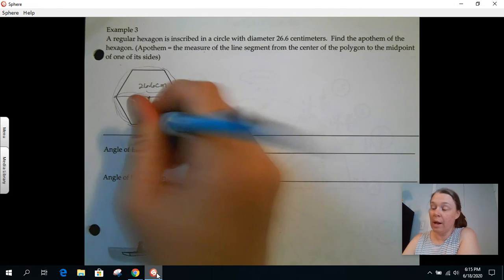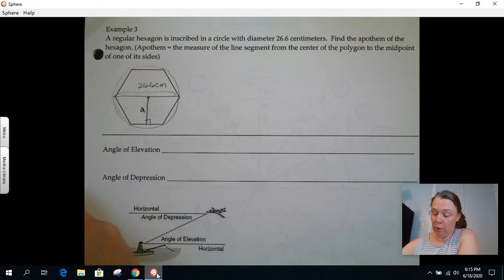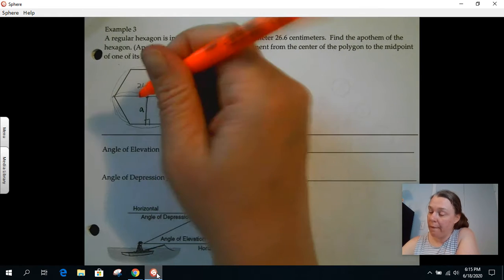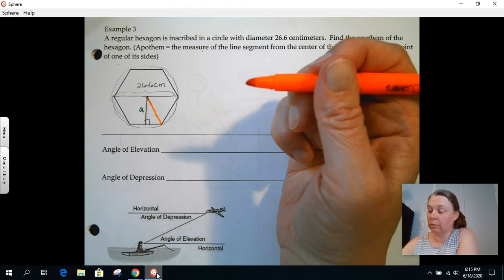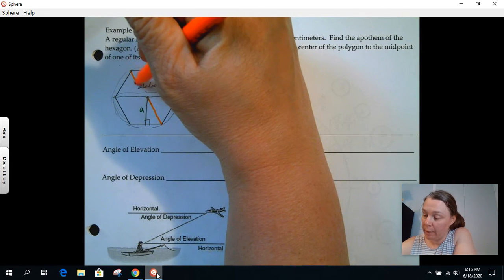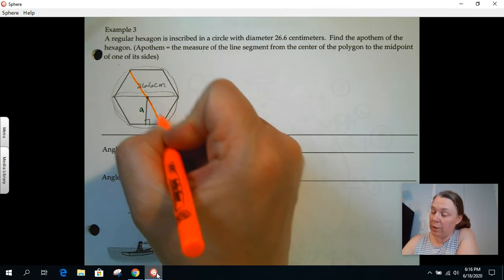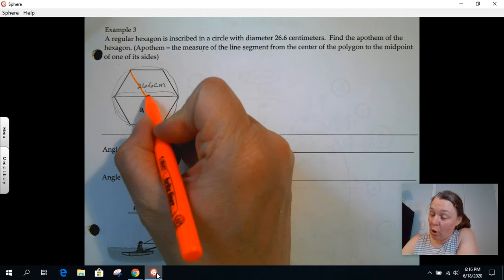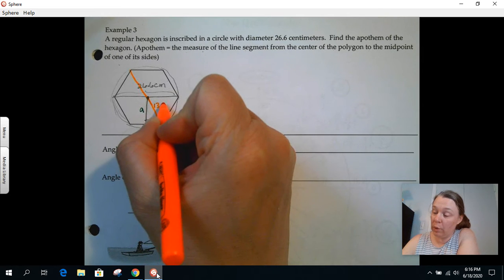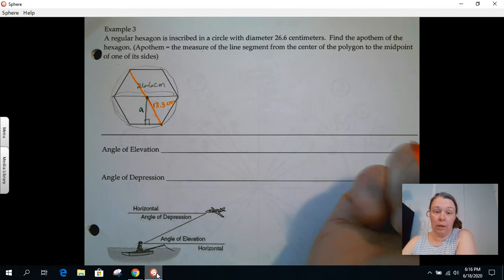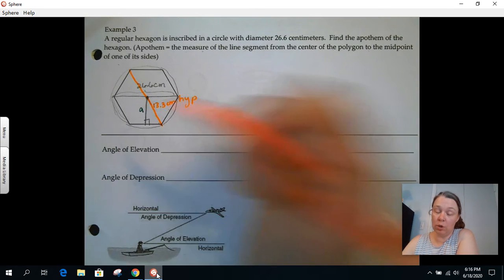Now this is perpendicular and we're talking about triangles. So somehow I want to get a triangle in there. And so what I'm going to do is sketch that in. Here's another diameter, that's also 26.6. So then I know how far it is from here to here, because that's a radius. So that is 13.3 centimeters. Okay, so I know one side of my triangle. I know a hypotenuse.